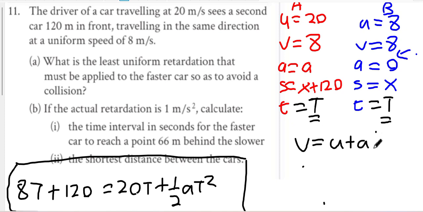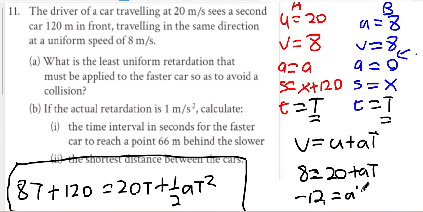Phi equals U plus AT. Okay, phi is 20. Oh, no, phi is not 20. Phi is 8. U is 20 and AT. Now, I'm about to say plus AT because we know A is going to be negative in a minute, don't we? Minus 12 equals AT.